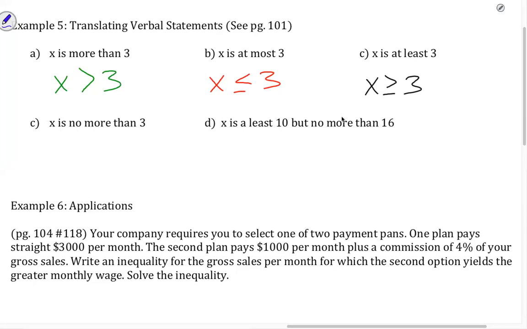All right, x is no more than 3. What do you think that one is? You tell me. x is less than or equal to 3.